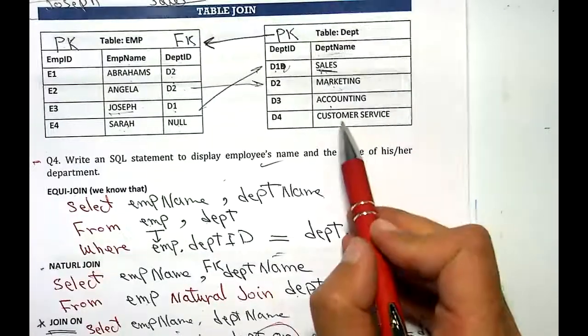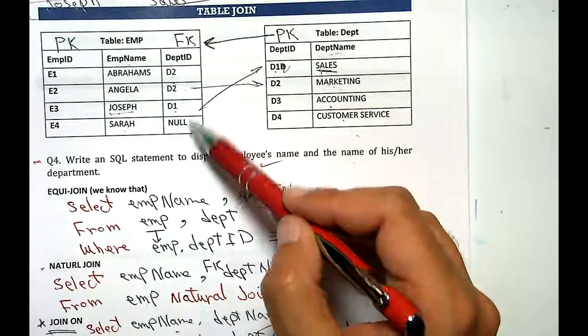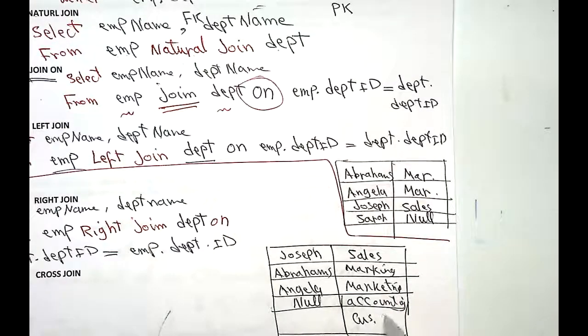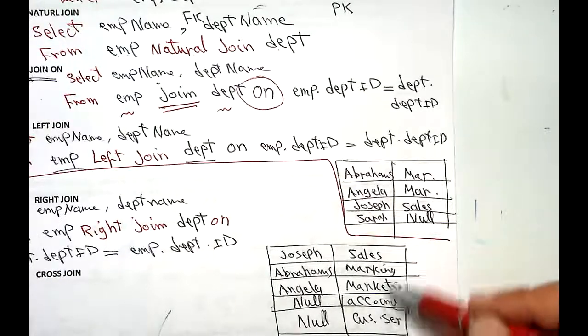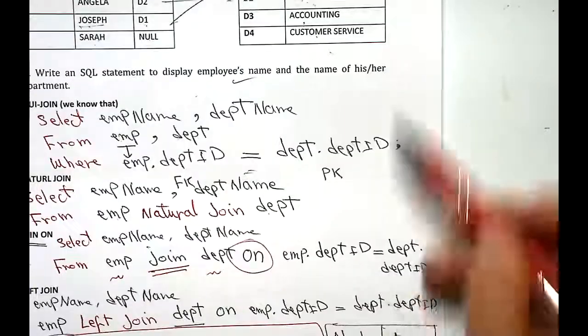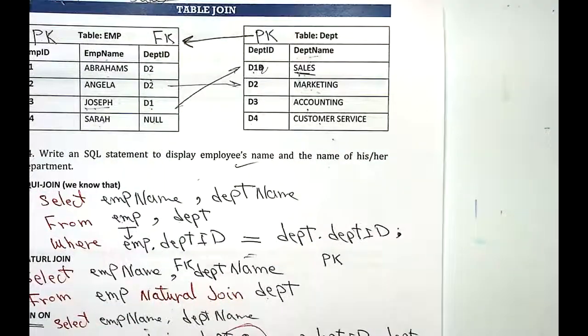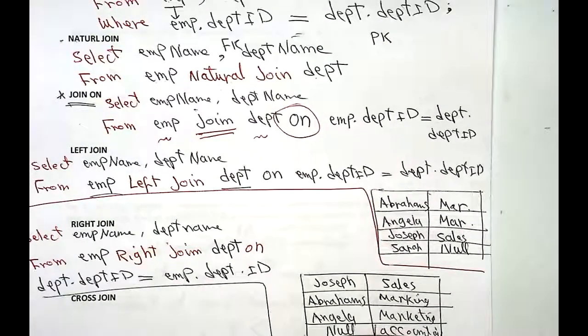Next, I have customer service, which is D4. Anybody works at D4? No? So I will have customer service, and I will have null. So the number of records here should check all the records on the table on the right. So this is right join.